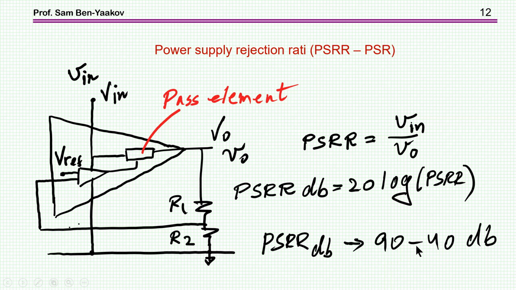Some are better, some are worse. The larger the number, the better it is. This would mean that the V out is much smaller than V in. This is in dB, of course, so we're talking about 10,000 and more.